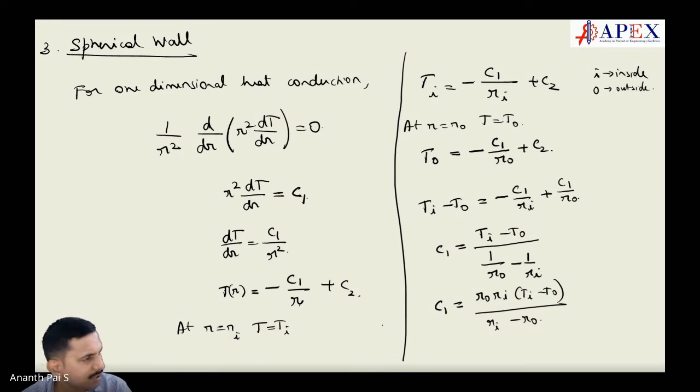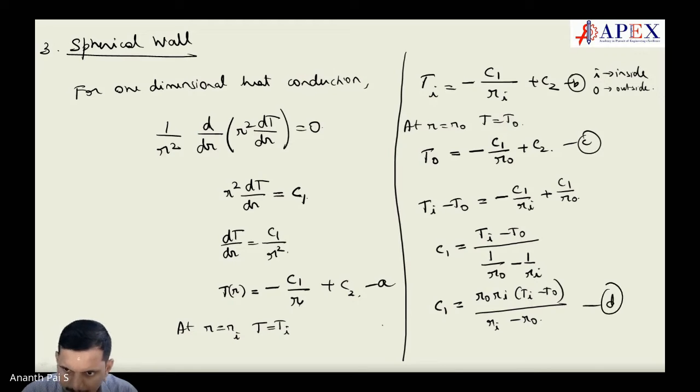And then find C2. Now that means applying in one of those equations, so you say T of R, one of the equations, you will get C2. So let us say this is E, this is B, this is C. Applying D in C, you write this down.